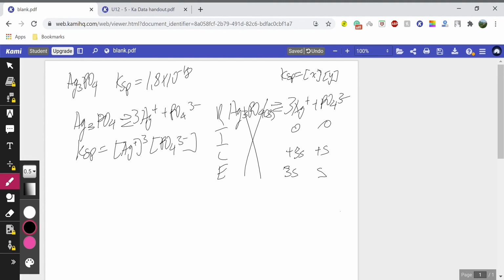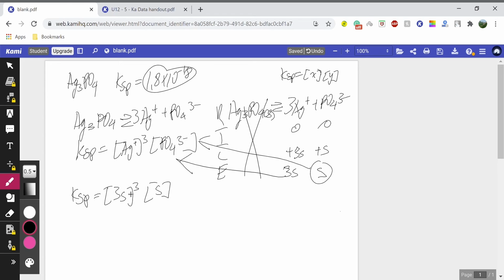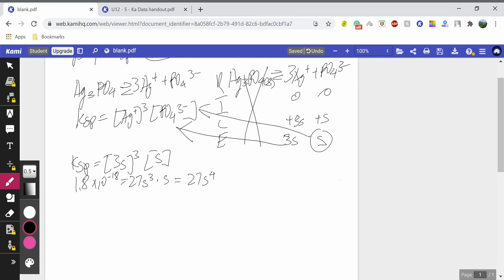Let's plug this back into our Ksp expression. Ksp is equal to, what's the concentration of Ag+ at equilibrium? It's going to be 3s, so 3s cubed, times 1s. Using our given Ksp, 1.8 times 10 to the negative 18th is equal to 3 cubed, which is 27, so 27s cubed times s, which is 27 times s to the 4th power. Now 1.8 e to the negative 18th divided by 27, and take the 4th root of it. Our s value will be 1.6 times 10 to the negative 5th power. And that is our molar solubility. S is equal to molar solubility.